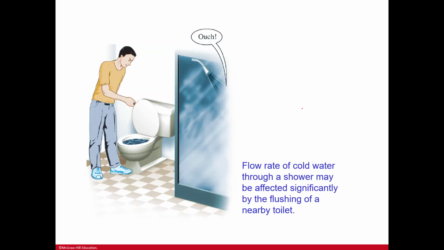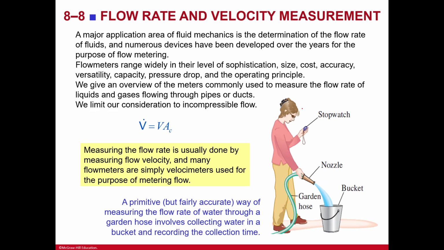Close. So flow rate of cold water through a shower may be affected significantly by flushing a nearby toilet. Haven't we all experienced that? Flow rate and velocity measurement. Here you can see she's timing, she's got her nozzle, she's got her garden hose, which is her pipe, and the bucket and the stream here.